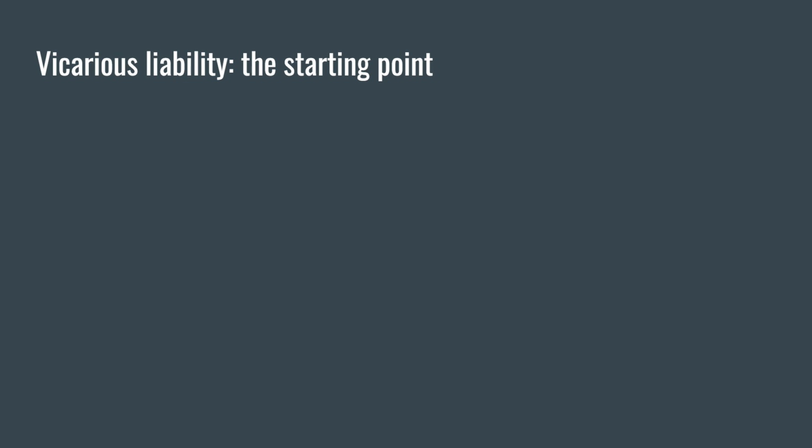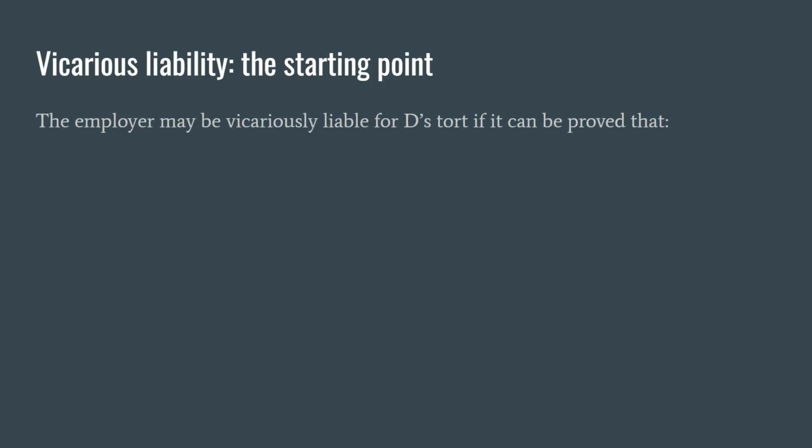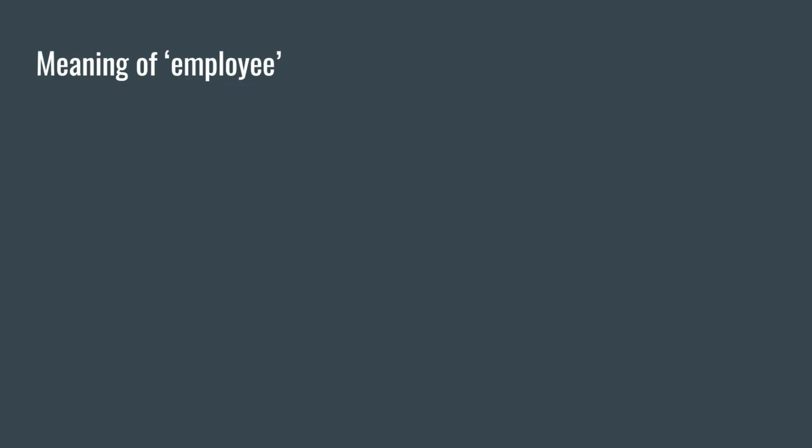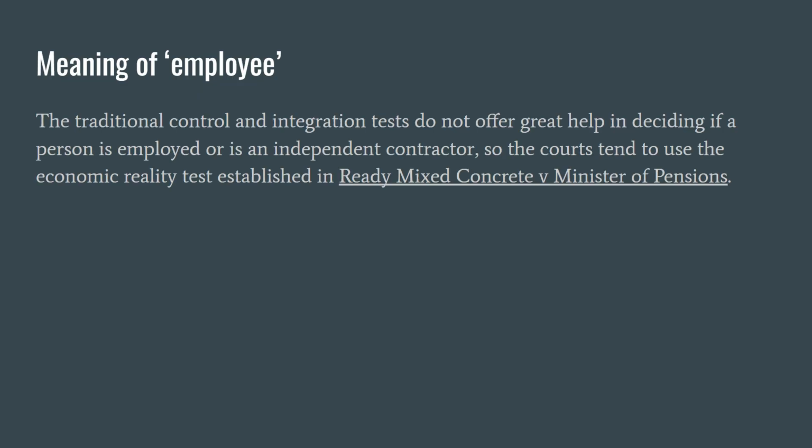So let's have a look at what you actually need to consider when you're deciding if an employer is vicariously liable. There are two things that you need to show. Firstly, that the person that committed the tort was an employee, and secondly, that there was a sufficiently close connection between the employee's field of activities and the wrongful conduct. So it's just a two-stage process. Let's start with the first stage, which is the meaning of employee.